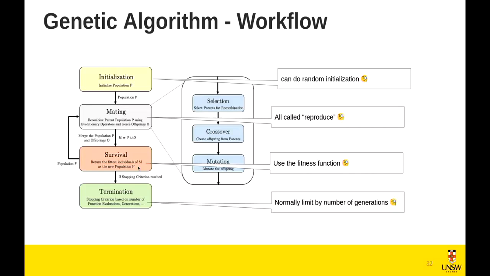And after that, if the stopping criterion is reached, we can stop the algorithm. Every algorithm must have a termination condition. For the genetic algorithm, normally we limit the number of generations. So maybe let's say after 10 generations of evolution, we will stop the algorithm. So normally it's limited by the number of generations. So this is how a genetic algorithm works.